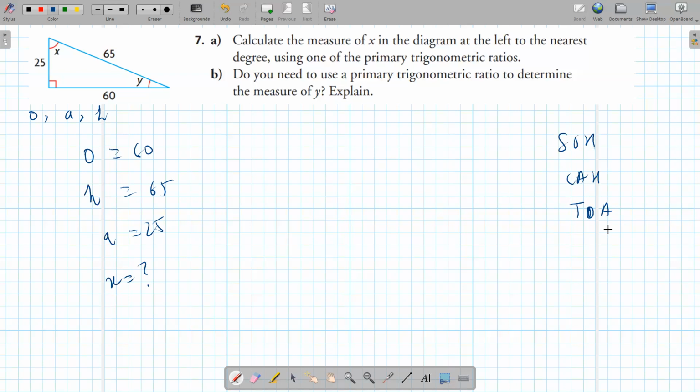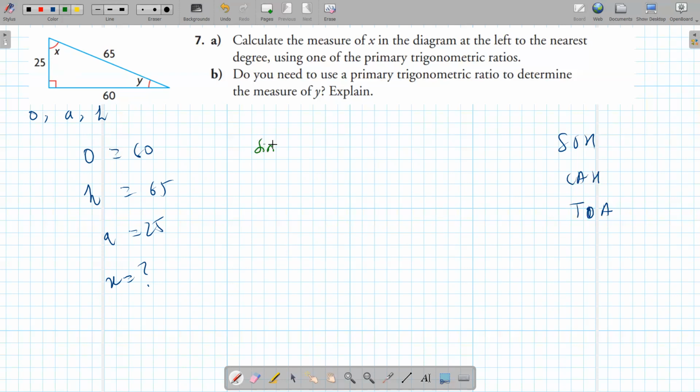Do you use sine? So we're trying to find the angle x, right? We can use all three of them. Here, let me set this up for you. We're trying to find angle x, yeah?